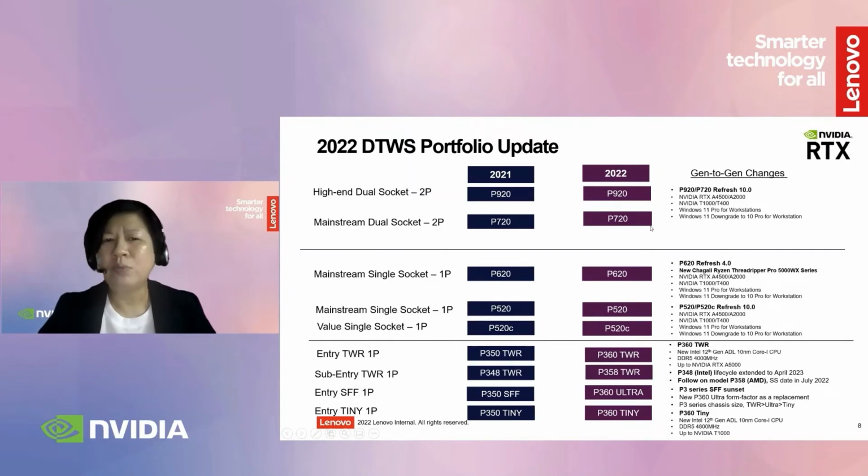And then as we move on, we'll see the dual processor, which is P720 and P920. It's more of a refresh on the graphic card. Other than that will be the Windows 11 Pro support. The rest of the config remains as it is. So that is our desktop workstation.